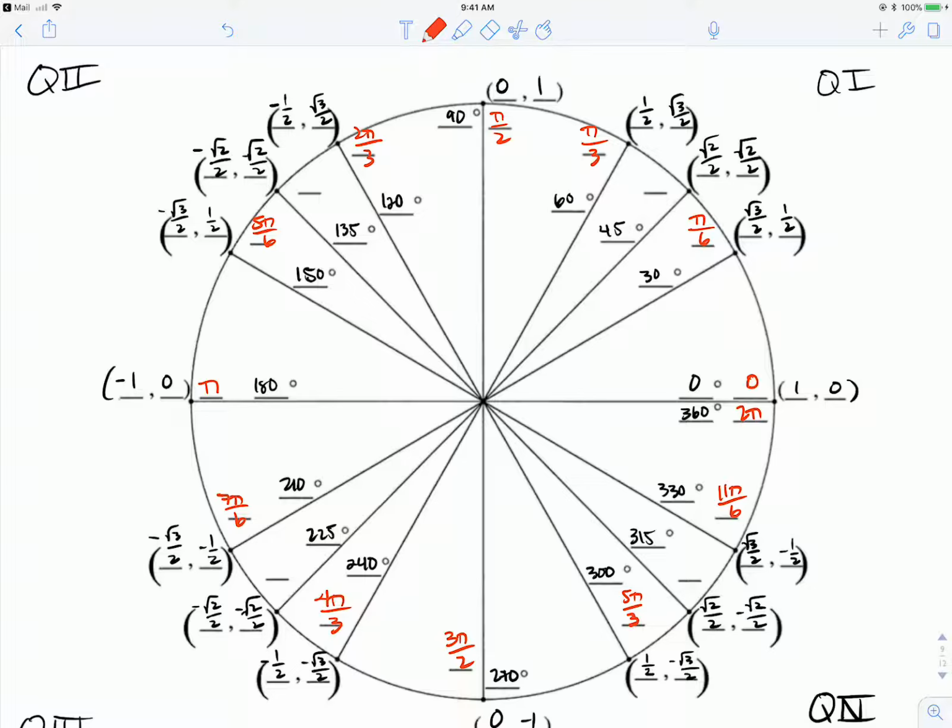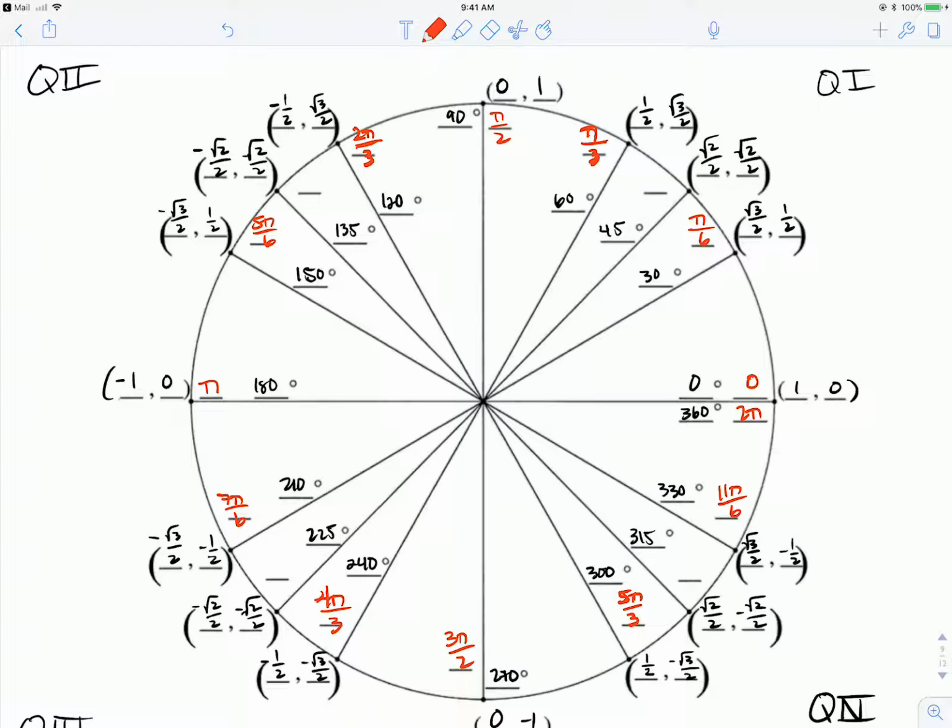Now notice that 60, I'm going to skip 45 degrees for a second, but 60 degrees is 1/3 of 180 degrees. So if we had pi over 3, add another pi over 3, that'd give me 2 pi over 3. Another pi over 3, that's 3 pi over 3. 4 pi over 3. 5 pi over 3, and then 6 pi over 3 is 2 pi.